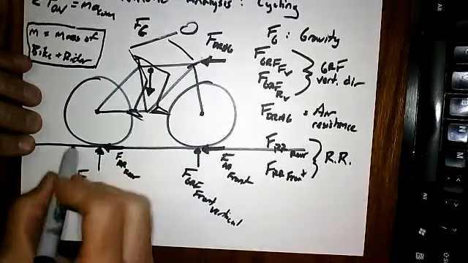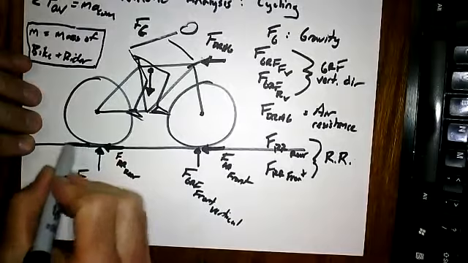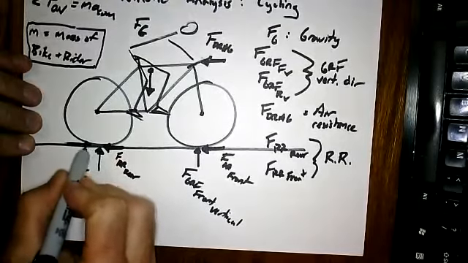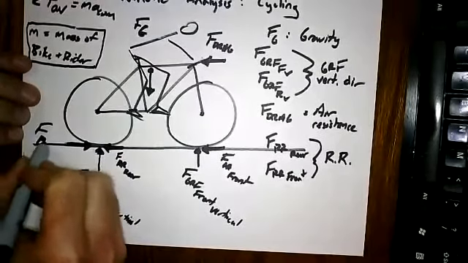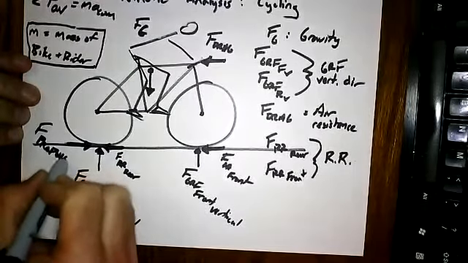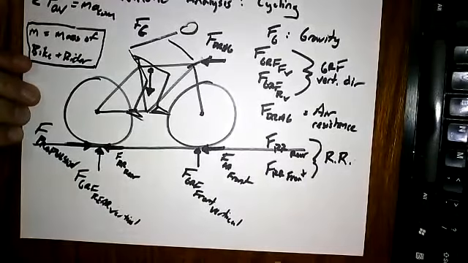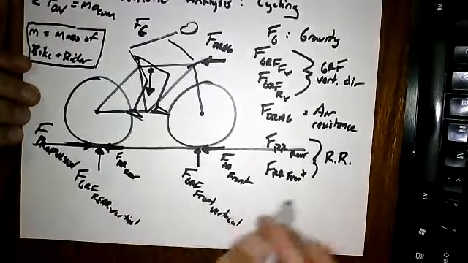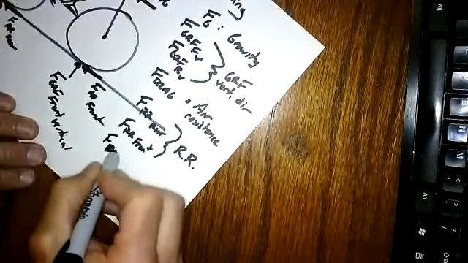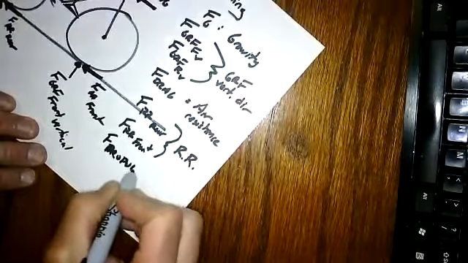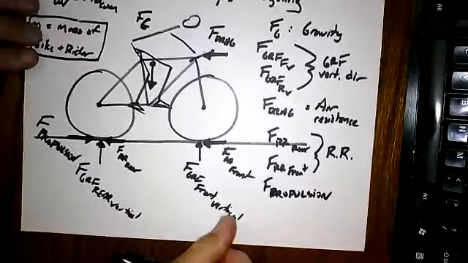So I'm actually going to put a force right here, and I'm going to do F propulsion. This is what makes the bike go forward. This force right here. I'm going to list that here, F propulsion. All right, that makes the whole bike rider go forward.